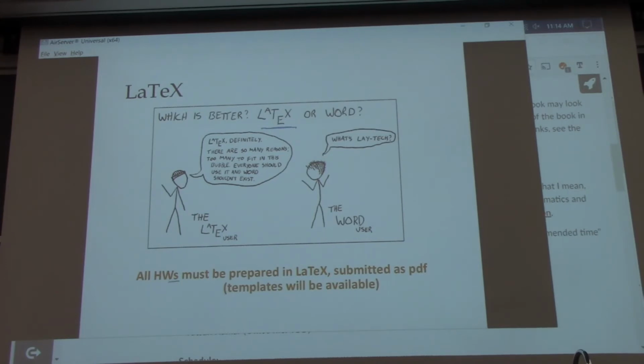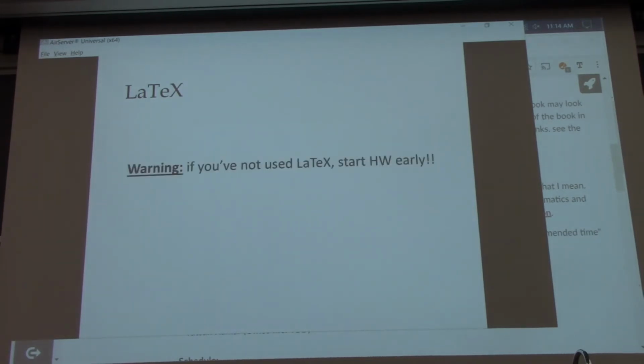All homeworks must be made in LaTeX and submitted as PDFs. For all of you first years, you will realize this will be a trend in most of the courses you will take at the university, so it's useful to learn. Very often I will have templates available. So if you've not used LaTeX before, please start homeworks early. And this is an optional thing.